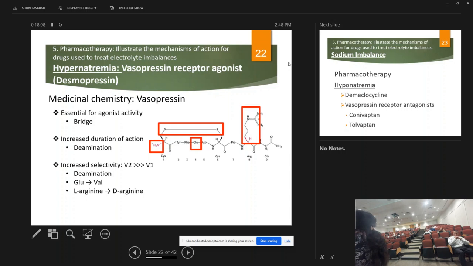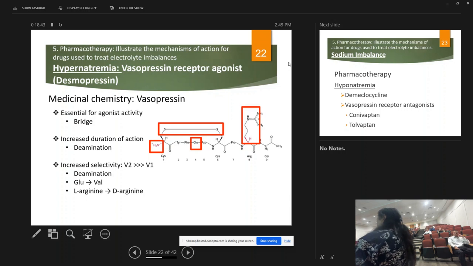So there are different structures within this molecule that will provide different activity, which is important. For the agonist activity, this bridge is important. If you remove this bridge, it's no longer active. So that's an essential moiety within the molecule. Then there is another moiety here, which is that amine group. If you want to increase the duration of action of vasopressin, you need to deaminate.